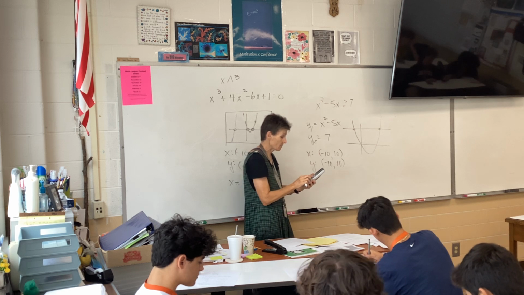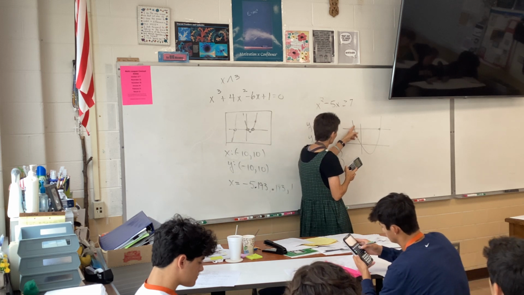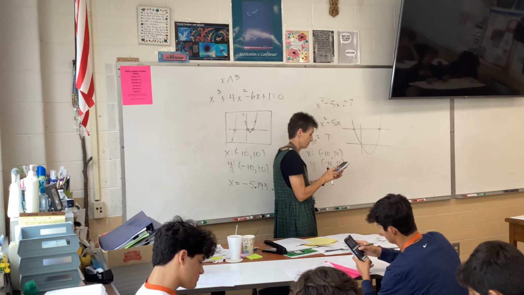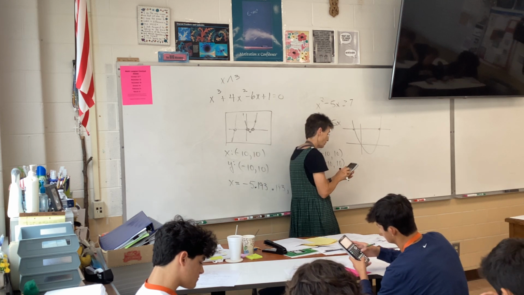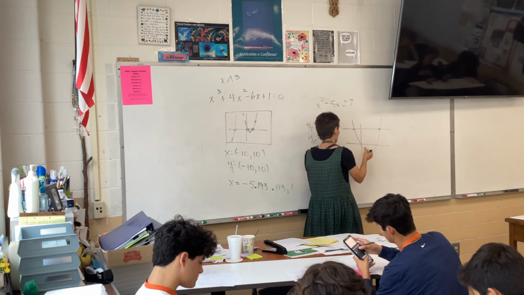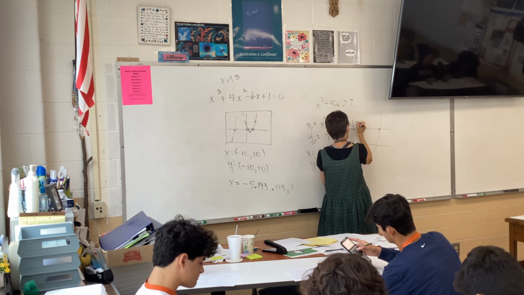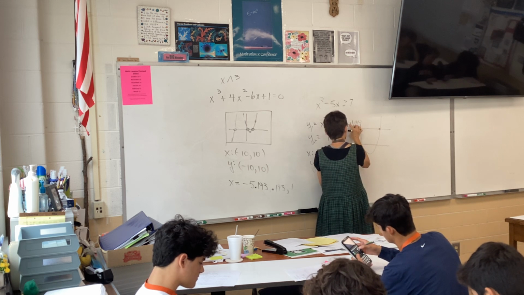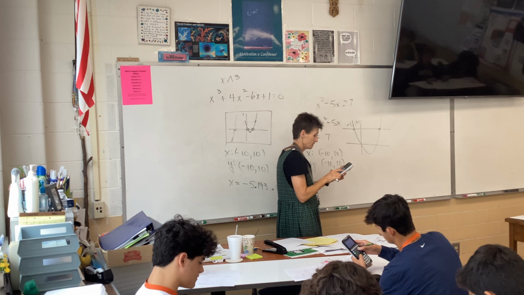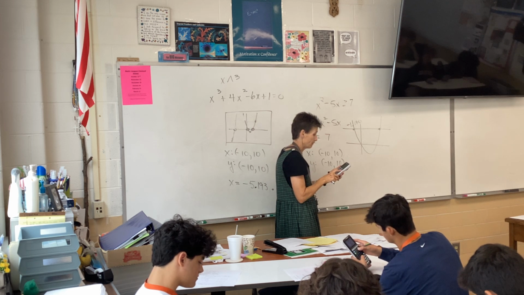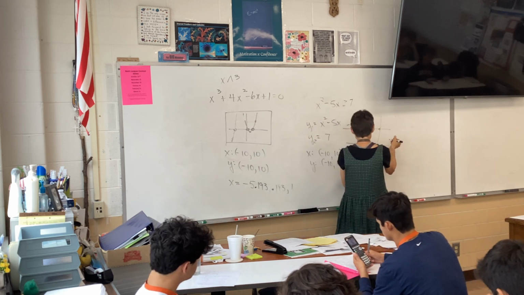So, second calc intersect, and your left bound, this is a point, so your left bound has to be over here on the left side, and then you're going to be on the right side of whatever curve you got. It doesn't matter, just be on the left and the right. So I got negative 1.140. Second calc intersect again, and this time I got 6.140.